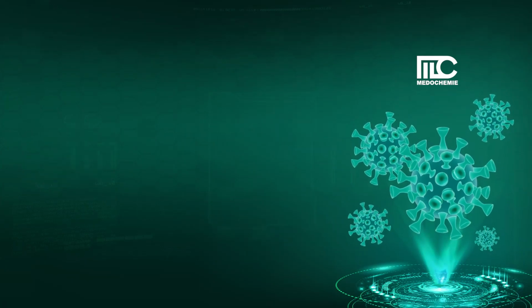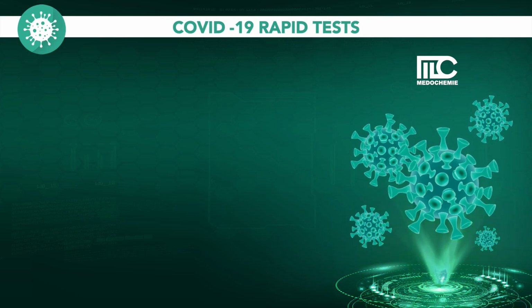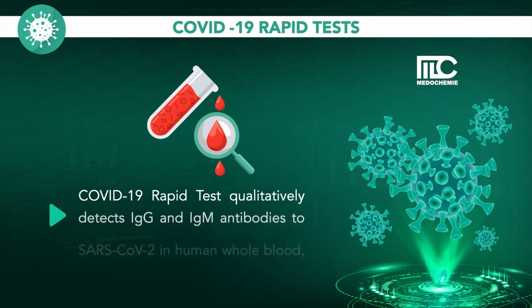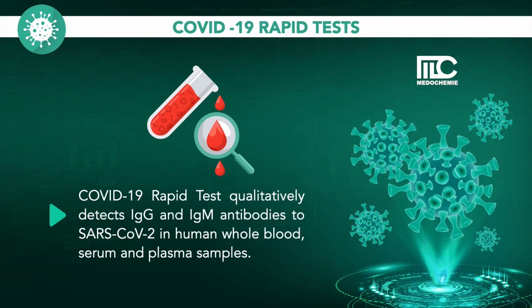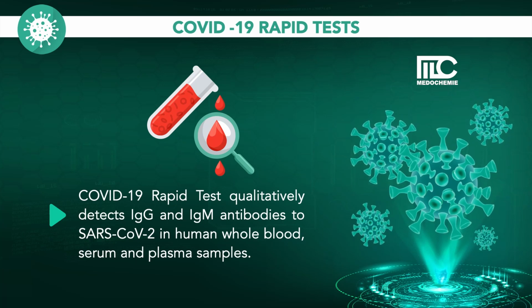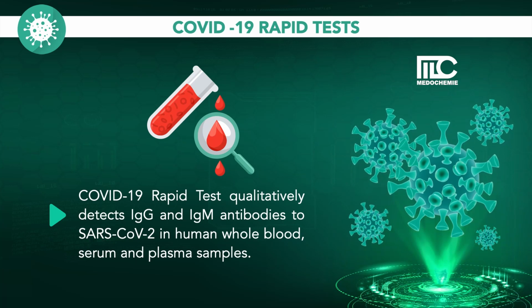We also have another test, the COVID-19 rapid test. This is for screening. This rapid test qualitatively detects IgG and IgM antibodies to SARS-CoV-2 in human whole blood, serum, and plasma samples.